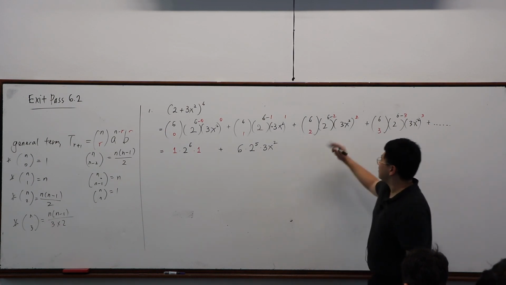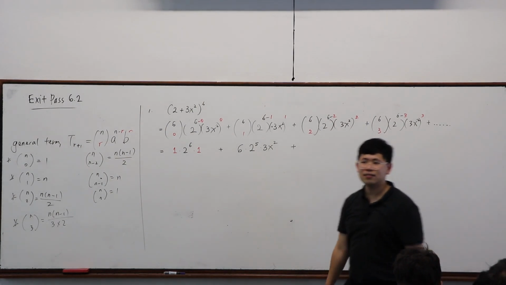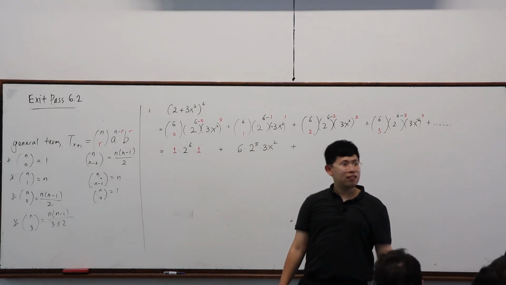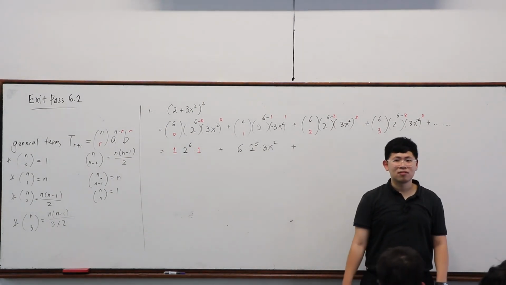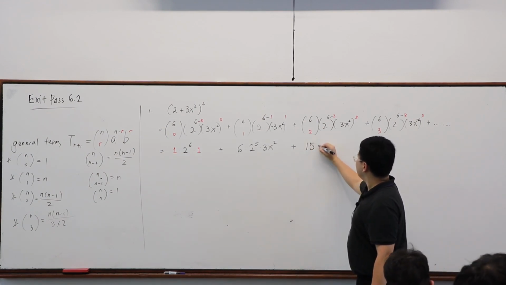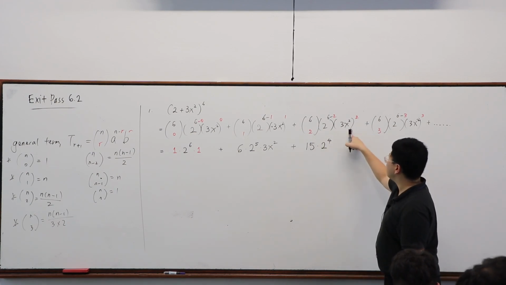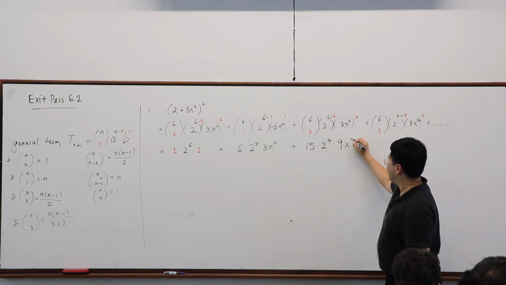Okay, next. Okay, 6 choose 2. What is 6 choose 2? Calculator? 15? 15, right? Then I have a 2 to the power of 4. And then this one square, be careful, 3 square is 9. X square is power 4.